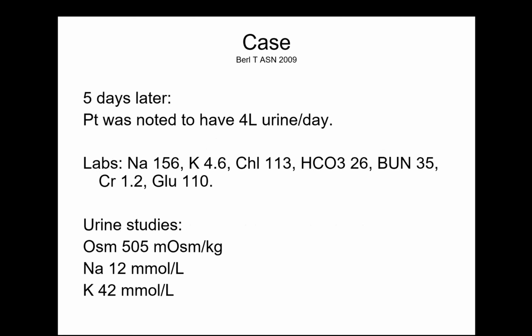And these are her labs. Her serum sodium is 156, potassium is 4.6, chloride is 113, bicarb 26, BUN 35, creatinine of 1.2, glucose of 110. And these are her urine studies. Urine osm is 505, urine sodium is 12, and urine potassium is 42. So here's just an example where you can see the urine K is actually higher than the urine sodium. So we can never ignore potassium in the urine.